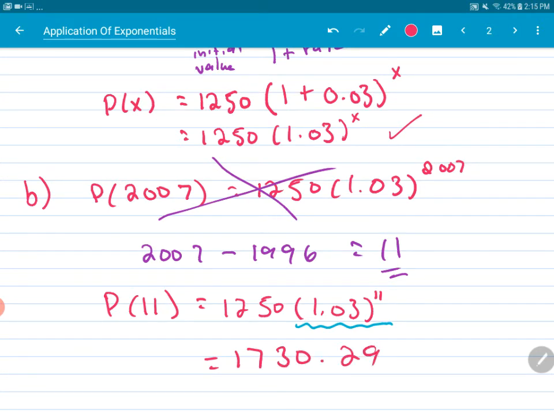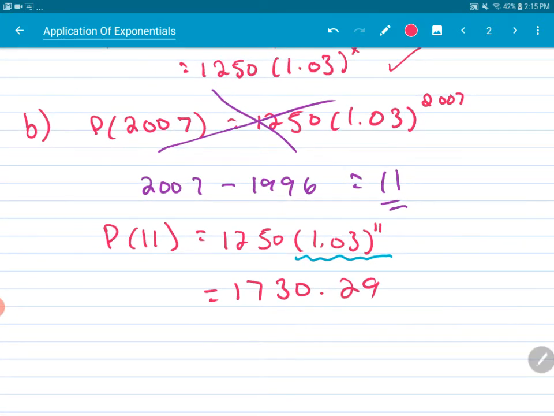Either way, your final answer should be 1730.29. Doesn't really make sense to have 0.29 of a person. So we're going to say the population is approximately 1730 people in the year 2007, which again is still old for us. You can expand that and ask the question to be what's the projected in 2020, right? It doesn't matter. You just have to change the number that you plug into there.